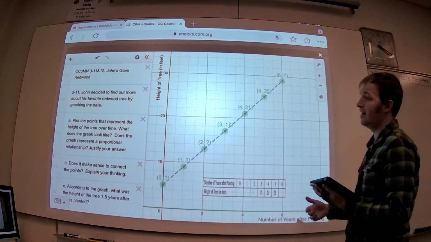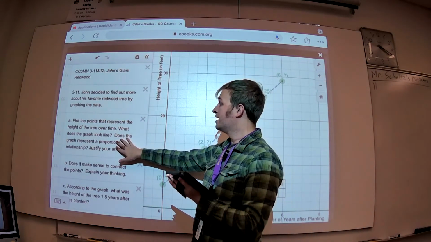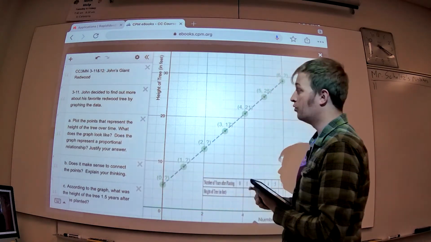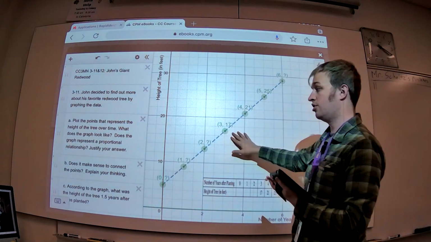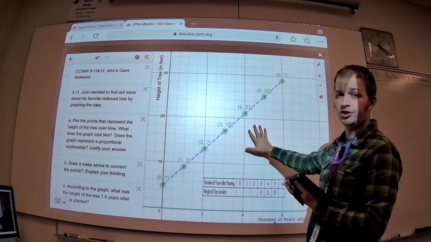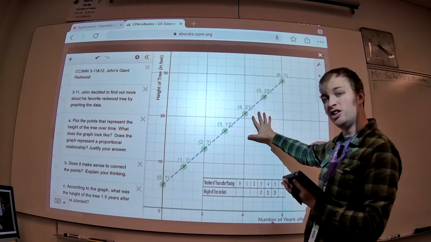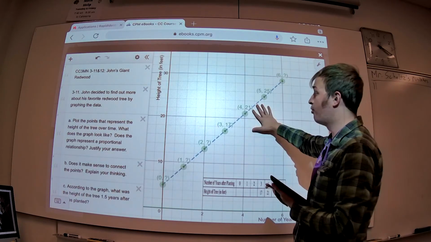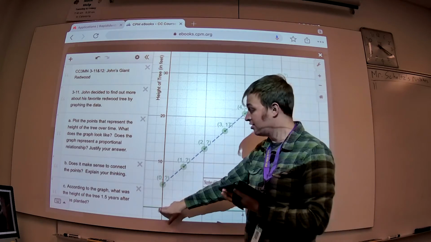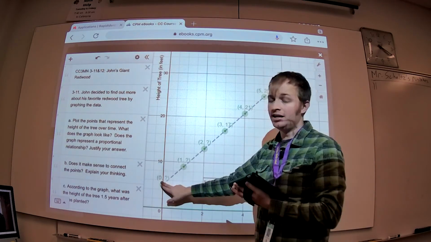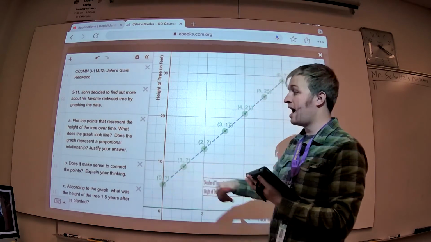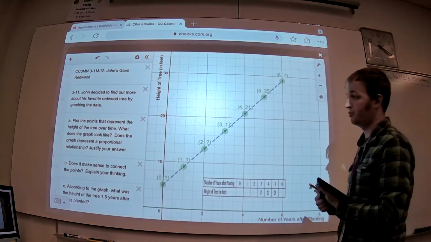The rest of this question says, what does the graph look like? Well, it looks like a straight line. Does the graph represent a proportional relationship? In this case, it's really close, but it's not. Remember, if it's a proportional relationship, it has to start at 0. So it is increasing by a constant. It is a straight line, but since it's not starting from 0, it's not a proportional relationship. So this one is no.